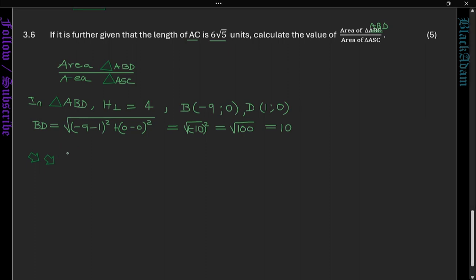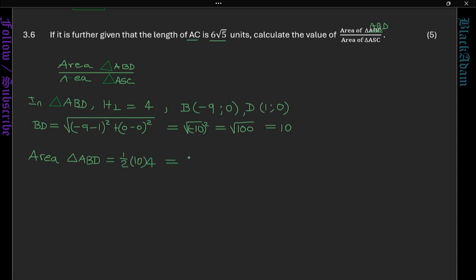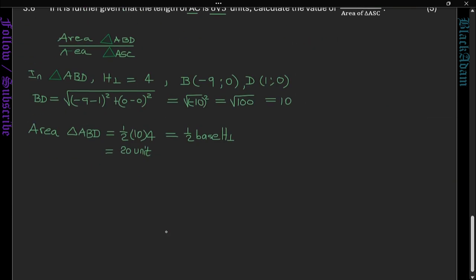And then the area of triangle ABD is going to be half, our base is 10 and our height is 4, the perpendicular height. So that means we now have 20. Okay, so that's our area. It's actually 20 units squared.